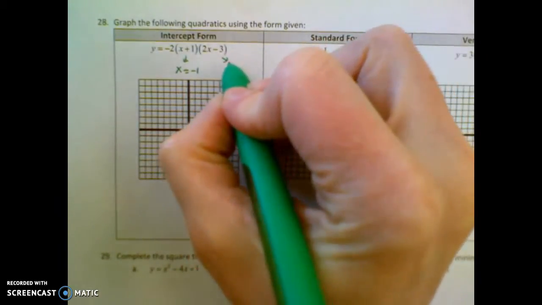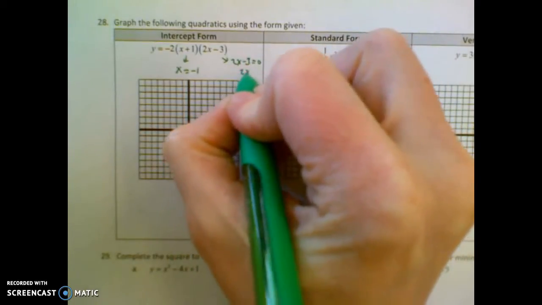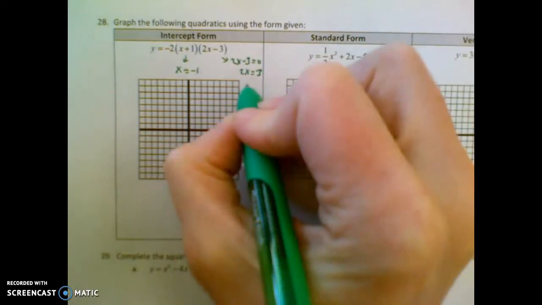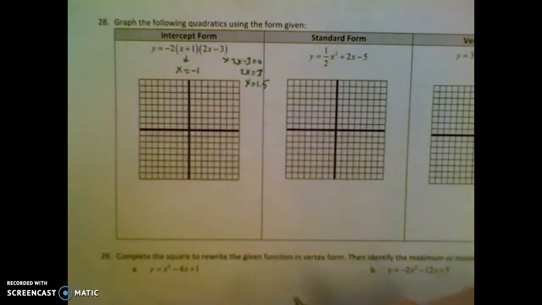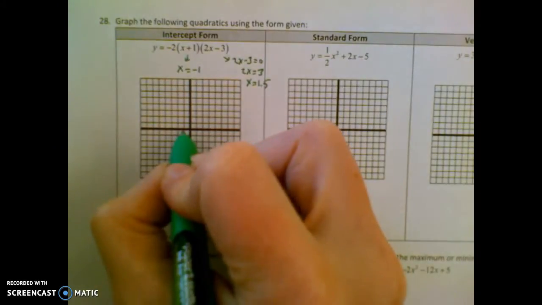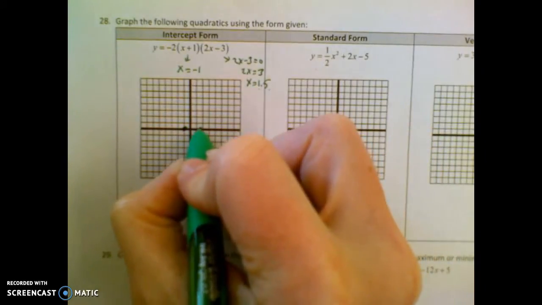This one, you get 2x minus 3 equals 0. Move the 3 over, you get 2x equals 3. Divide by 2, you get x equals 3/2 or 1.5. So I know I'm going to have 2 dots. I'm going to go on my graph to the x-axis. I'm going to put a dot at -1 and a dot at 1.5.